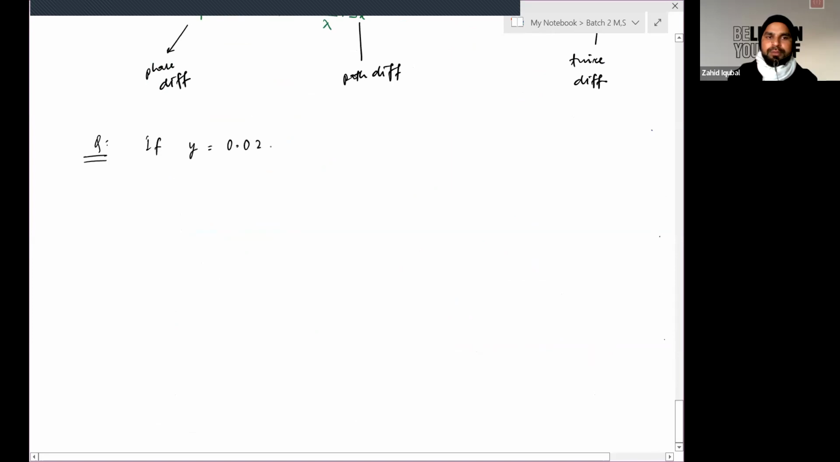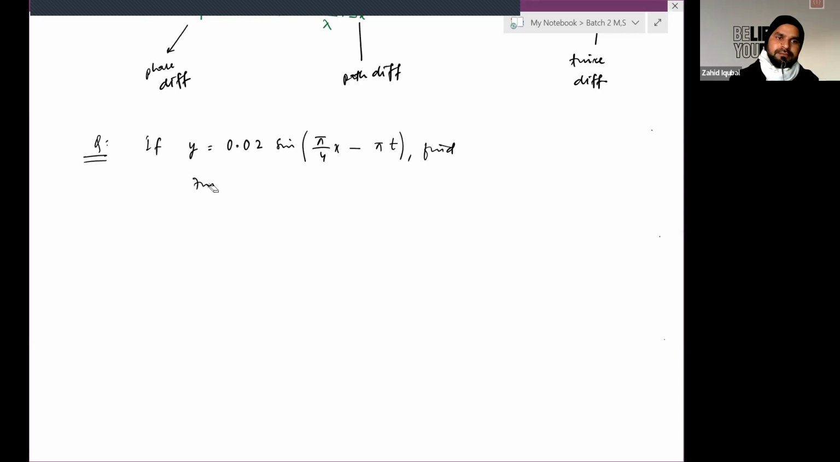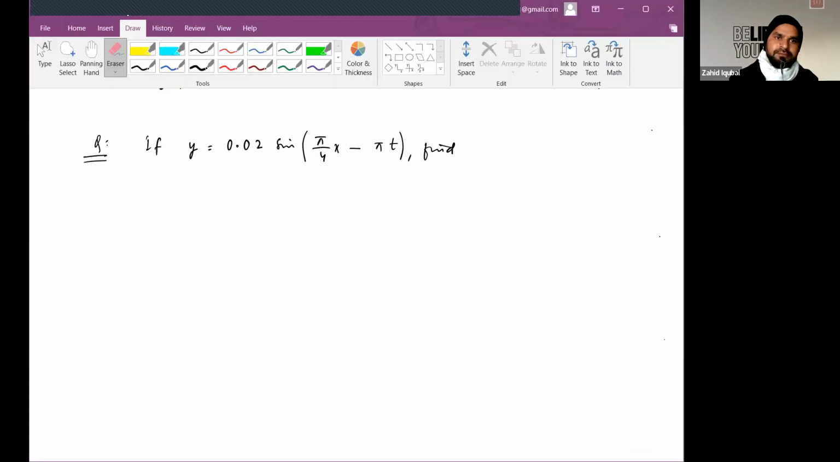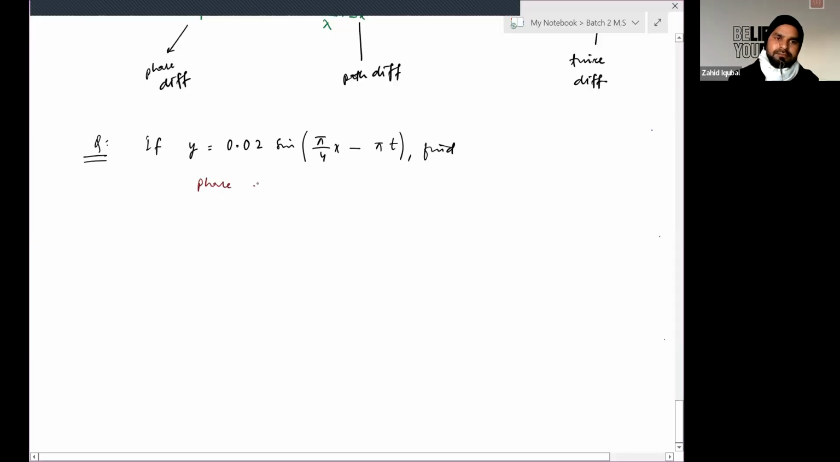Done, sir. If y equals 0.02 sine of (pi by 4 times x minus pi times t), find the phase difference, first, if delta x is 50 cm, and second, if the time difference is 1/4 second.